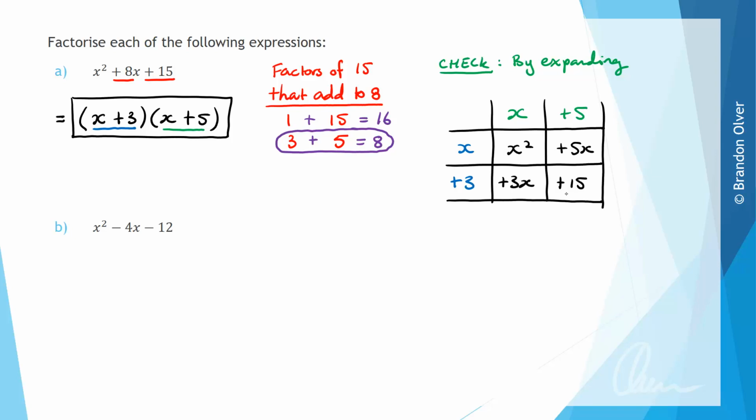plus 15. And within that we can identify two like terms, plus 3x and plus 5x, which means that when we have this fully expanded we get x squared plus 8x, and that's the 5x and the 3x combining, plus 15. And as you can see, all three of those terms are the three terms we started with up here. So that means that the process of looking for the factors of 15 that add up to 8 did manage to give us the correct factorized form.